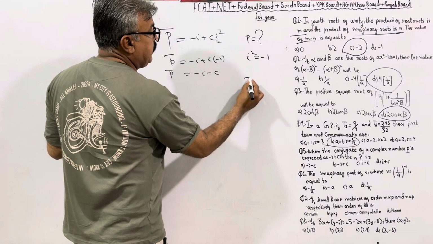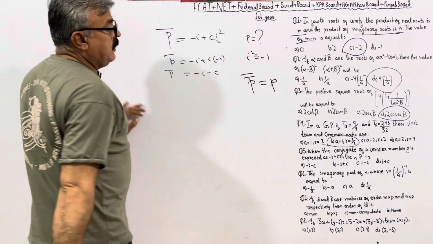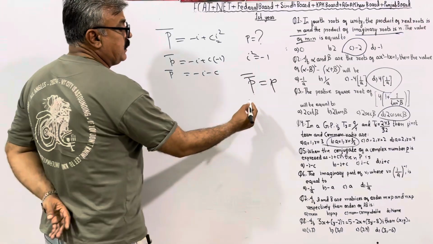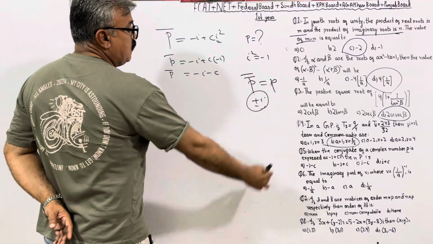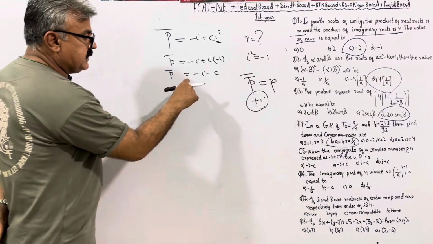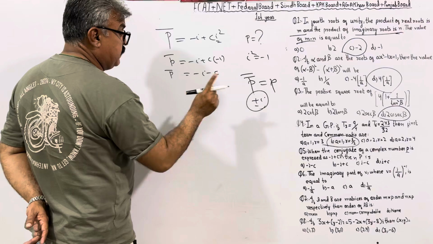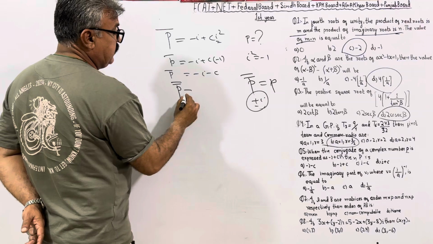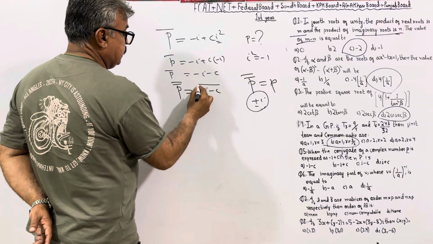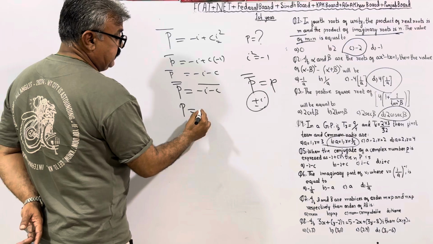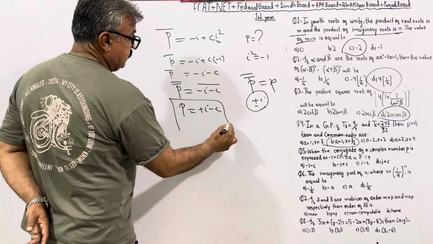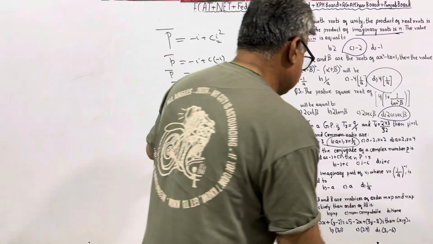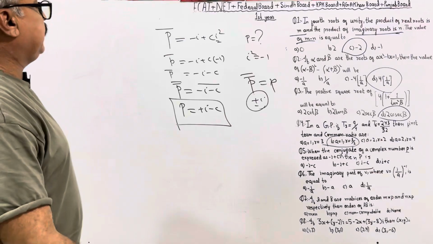We are familiar: P conjugate again conjugate is equal to P. In case of conjugate, we have to change the symbol of the imaginary part, not the middle one. Taking conjugate both sides, minus iota minus C conjugate will become P. Changing the symbol of the imaginary part, iota minus C is the value of P. So option number C is the right option in that case.